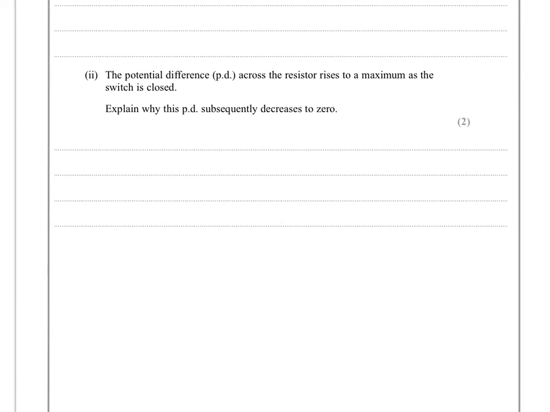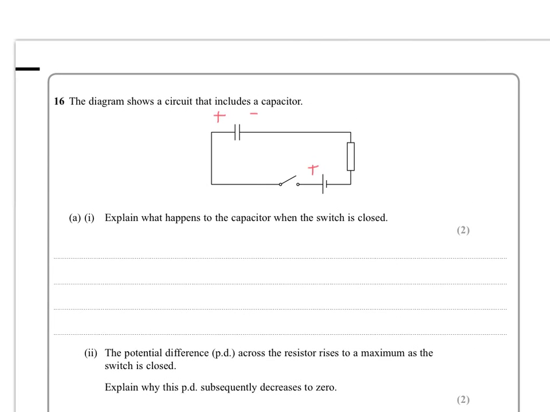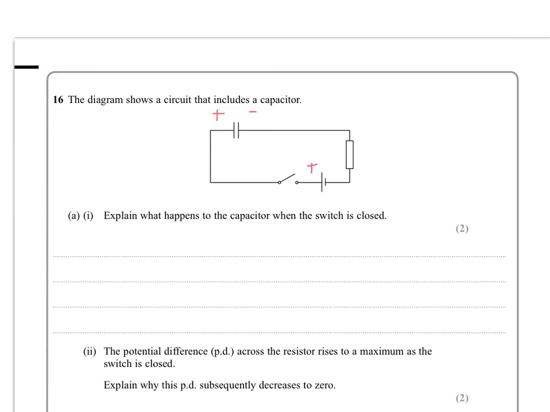Okay, so the potential difference, or PD, across the resistor rises to a maximum as the switch is closed. Explain why this PD subsequently decreases to zero. Okay, so what happens here is that as charge builds up on the capacitor, it provides an opposing voltage. So you've got two voltages pushing against each other, and as the capacitor voltage builds up, the current goes down because the net voltage driving current around the circuit is decreasing the whole time.